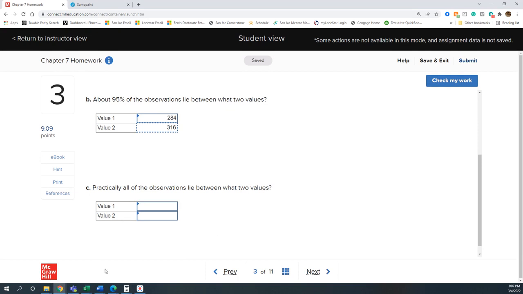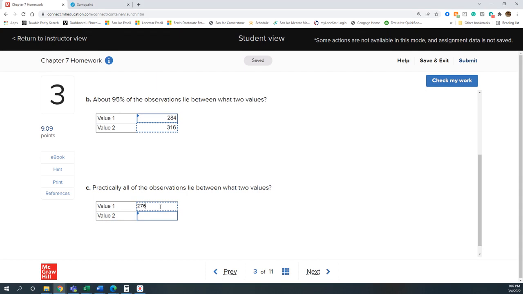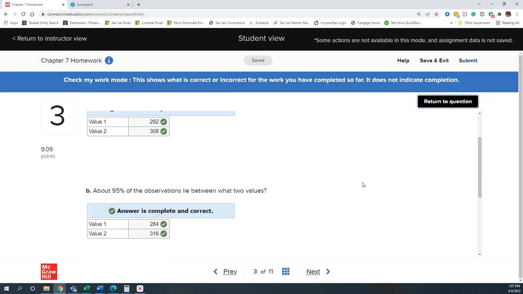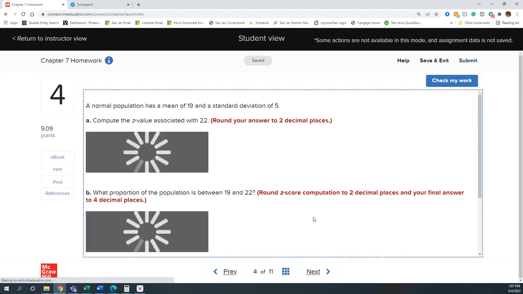And then last but not least, you take your standard deviation times 3 for practically all observations. You take your mean minus 24, and then add it to the mean to get the other limit. And boom. This one's a lot less complicated than the previous problem. As for problem 2, I think the hardest part would be that last one, where you solve for x.